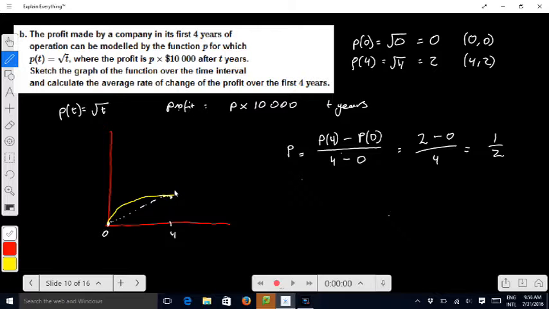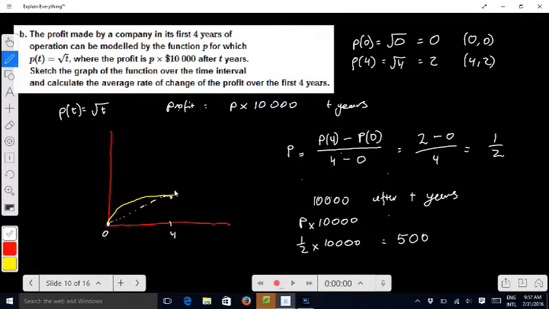So we have 4 years, we calculate the average rate of change is a half. We have the profit is P times 10,000 after T years. We increase at an average rate of a half times 10,000, which equals our 5,000. So we increase at $5,000 per year.